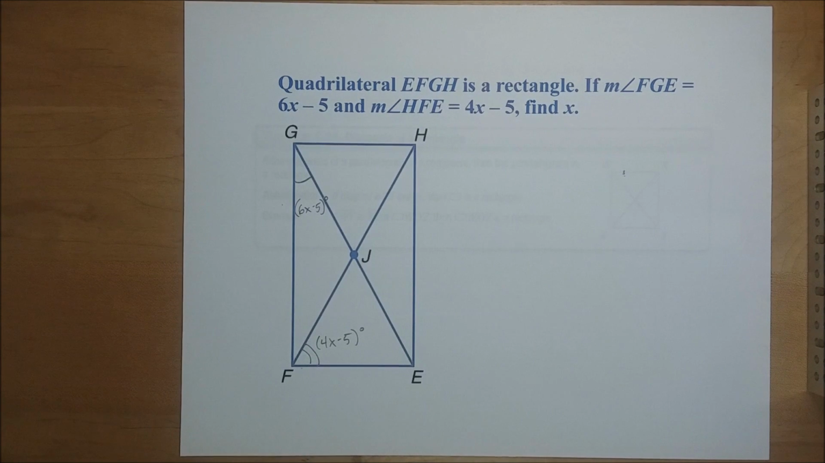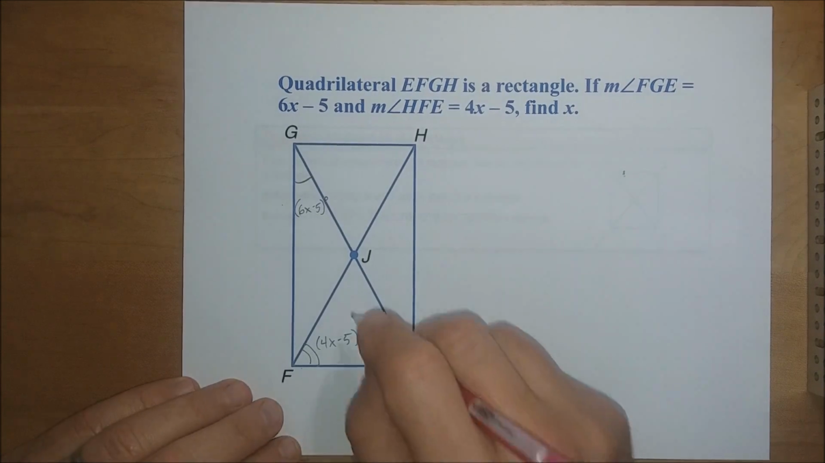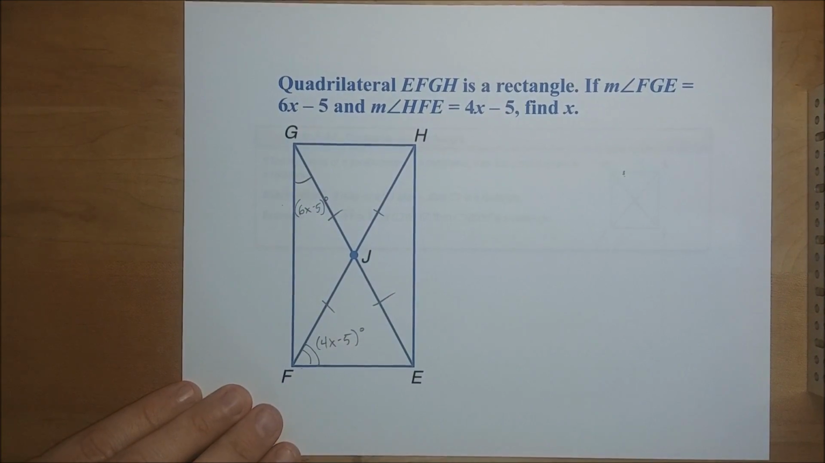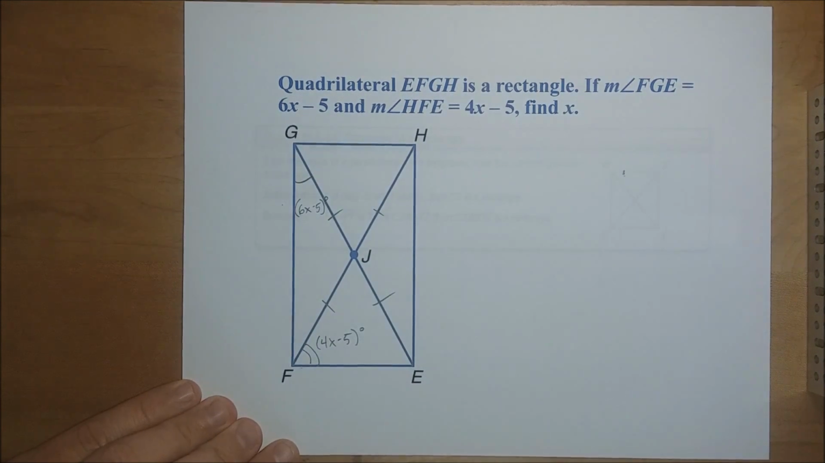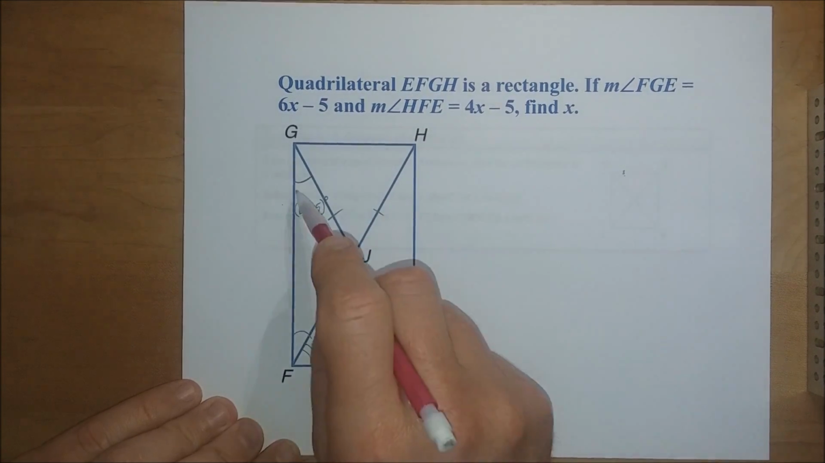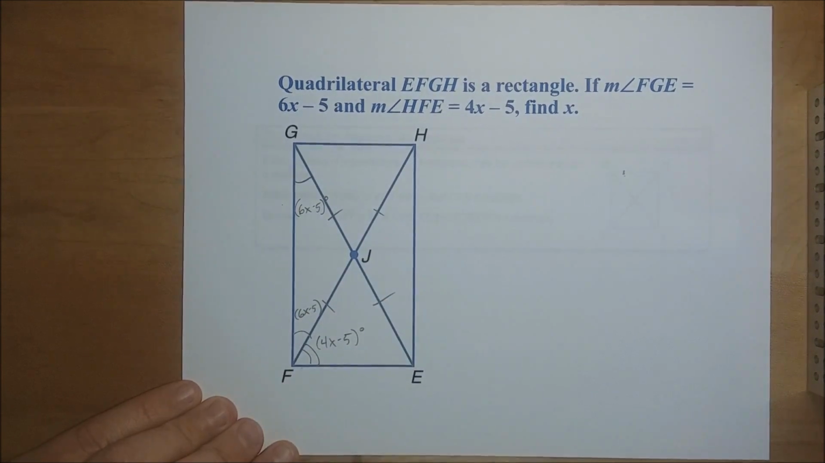Okay, again, we've got a rectangle. We know these diagonals bisect each other and they're congruent to one another. So they end up creating 4 congruent segments. And now I see triangle GJF, and I'm seeing that that is an isosceles triangle. And so if that angle is 6x minus 5, so is this angle. Okay? And because it's a rectangle, what do we know about angle F? That's 90 degrees. So these angles are complementary. These angles add up to 90.